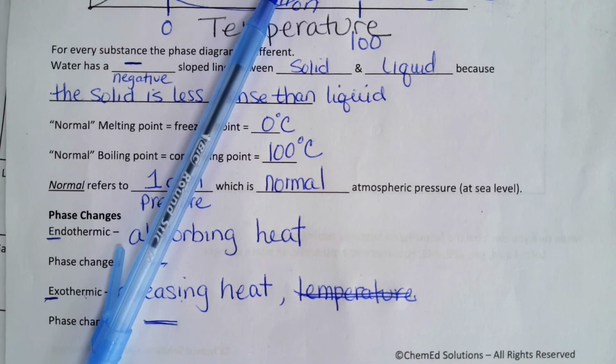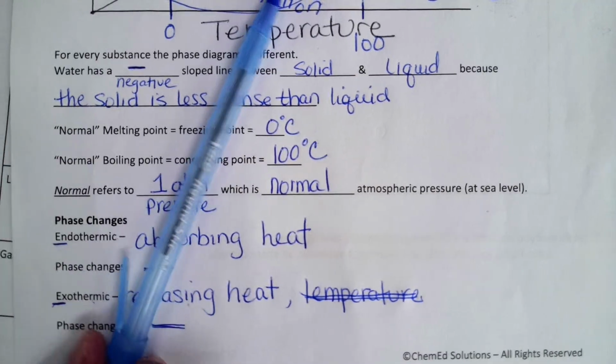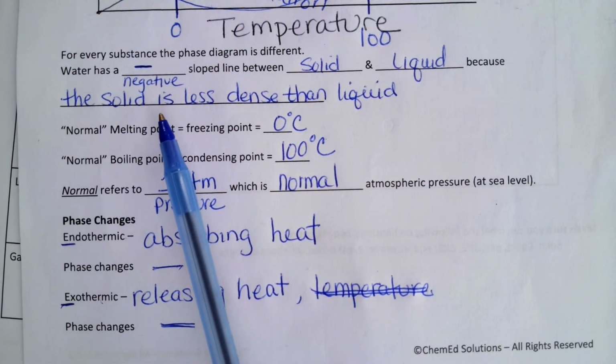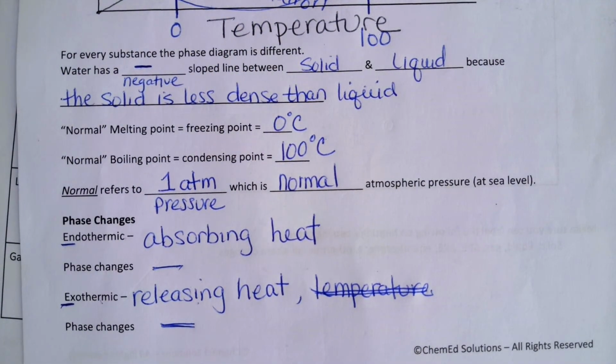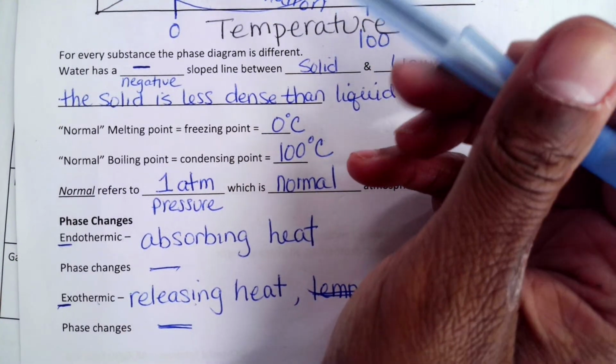Because you know what happens when you put ice cubes in liquid water? Because it's less dense. I want to see the exact number. So that's what makes water special, is that the solid is going to be less dense than the liquid. So the graph is going to look slightly off.